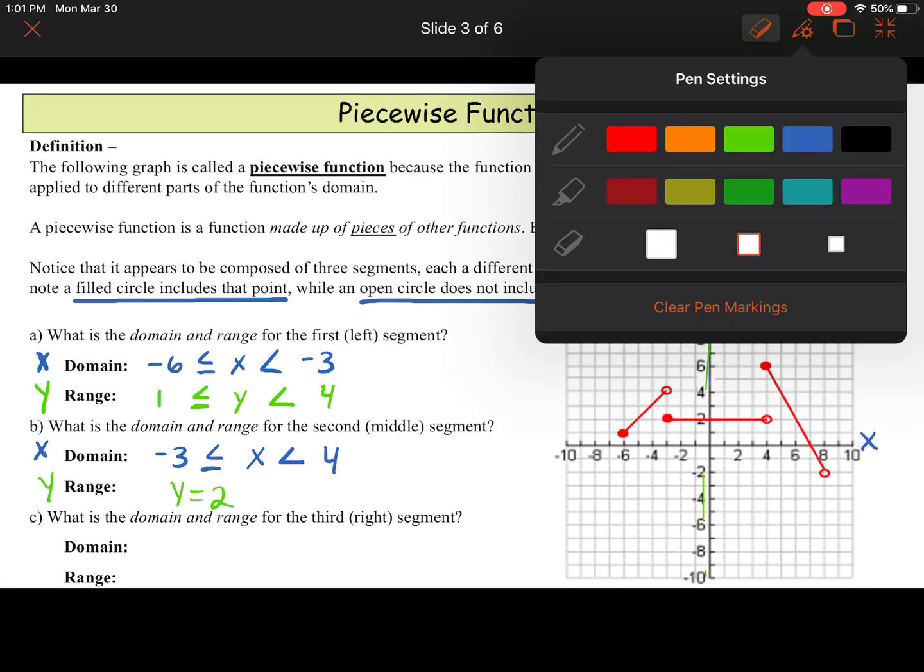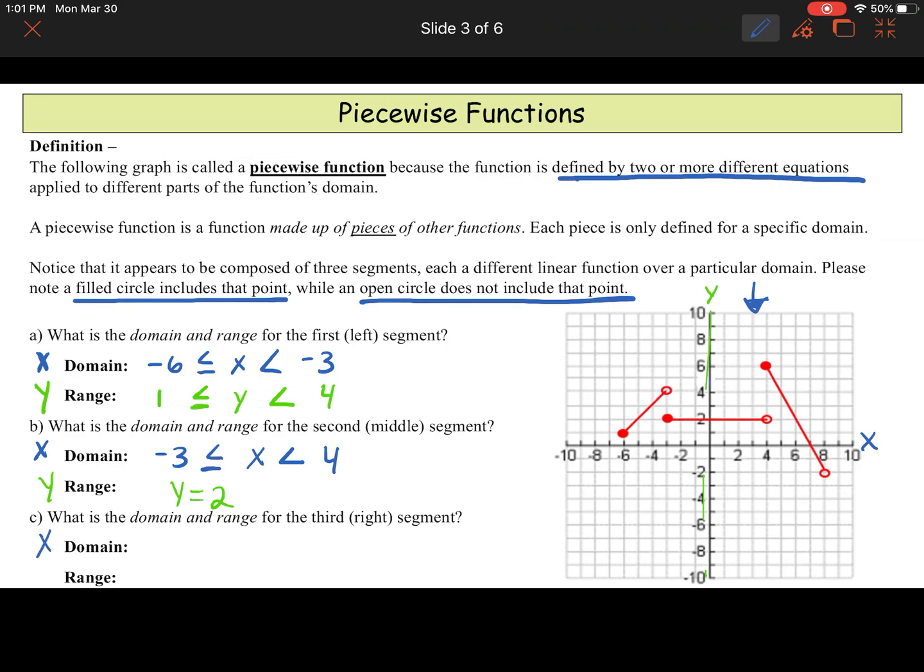Alright, and the last one. Okay, my domain, the starting point, we read from left to right, so I start here. It starts at 4, x is between 4 and the ending point is 8. So 4 is a closed circle, so I put a line. 8 is open, so I leave it open. And finally the range for this line. Okay, here's my starting point. The range starts at 6, so y is between 6 and ends at -2. Again, closed, open.